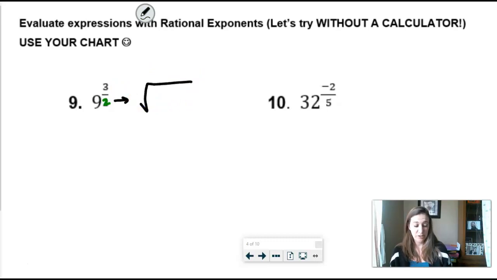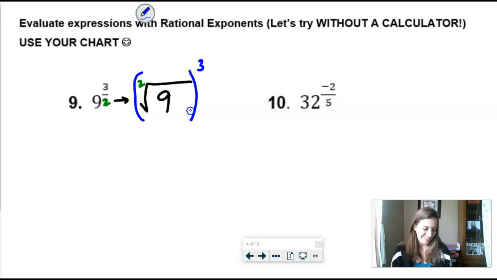So square root. There's nothing wrong with you guys putting a 2 in the corner here, by the way. If you like to put a 2 in the corner, that's fine. Of 9. And then we're going to raise it to the 3rd power. So remember how the 3rd power can either be in the radical or out of the radical? Well, this is a clear case of I don't want it in the radical, because otherwise I'd have to figure out what 9 to the 3rd power is. And I'm already kind of lost there.